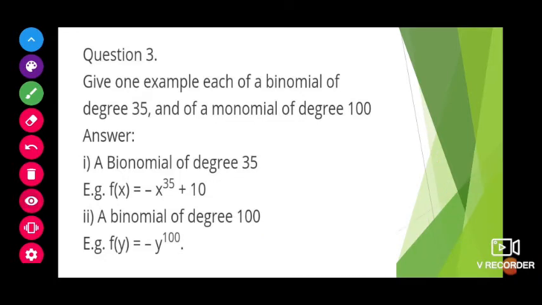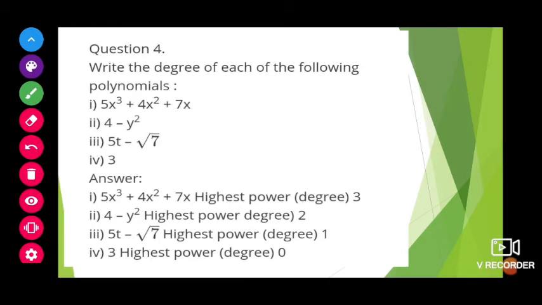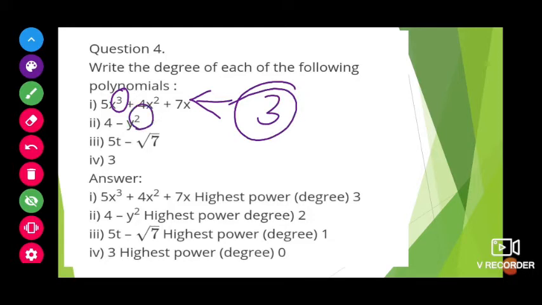Okay. Next one. Question number 4. Write the degree of each of the following. Degree. It's a very easy question, no? First one. If we'll see, what is the maximum degree here we are having for the x? The variable only x is there. So what is the maximum degree? 3. Next. Here the maximum degree of the y is 2. Here the maximum degree of the t is 1. So the degree of this first one is 3, the second one is 2, the third one is 1.